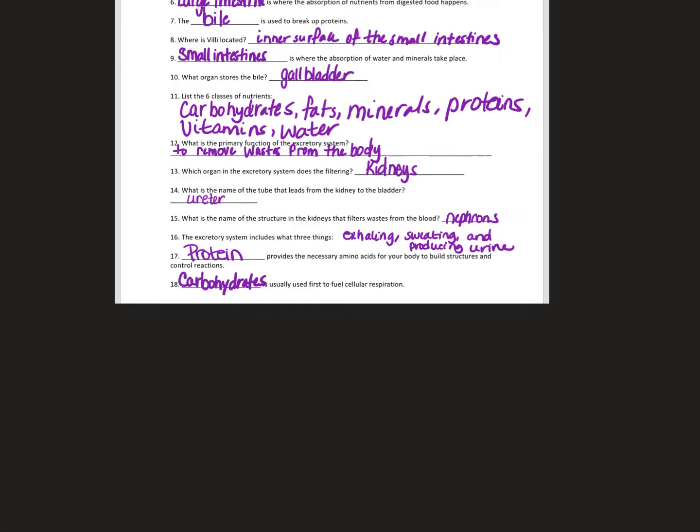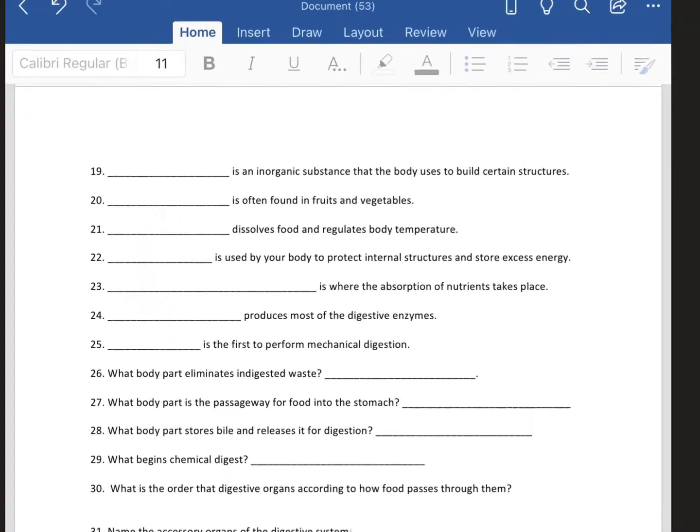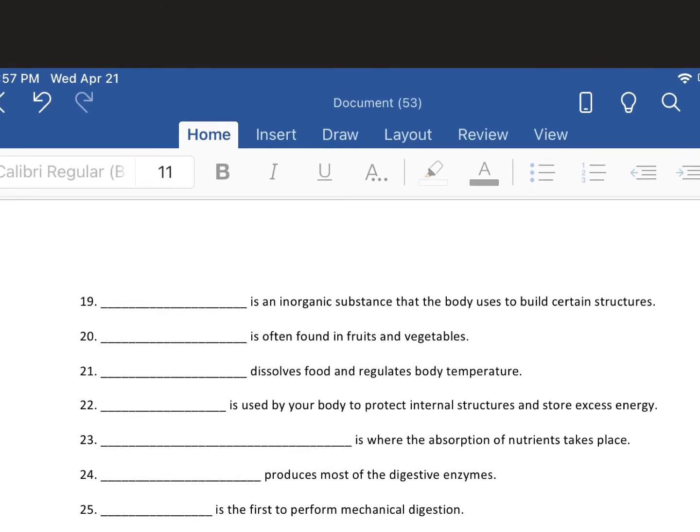How about... Everybody got this page? Does anything need to be repeated? Moving on. The next page. Blank is an organic substance that the body uses to build certain structures. Minerals.